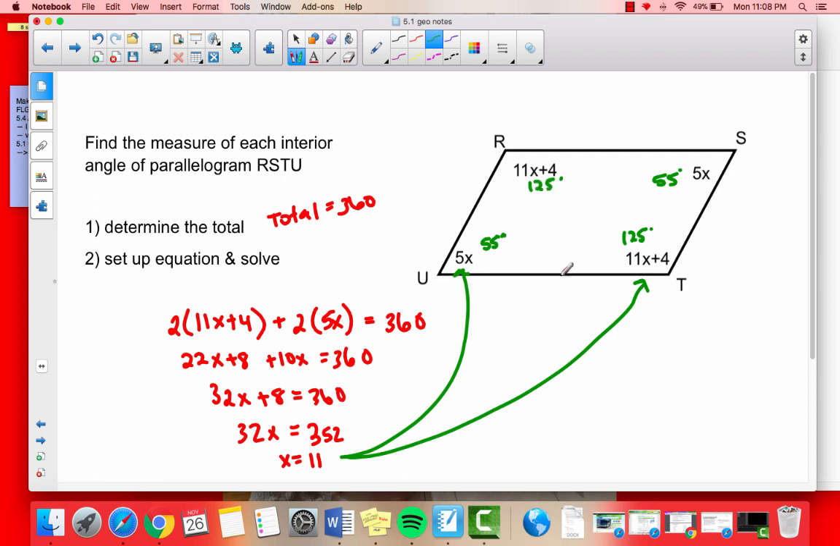And you can always double check your work. Once you've found the angle measures, make sure they equal the total that you set in step 1. So if I add up all 4 of these angle measures, I should get 360. And if I don't, that either means I plugged in incorrectly or maybe I've set up my equation incorrectly. So it's always a good way to double check your work before you move on to the next problem.